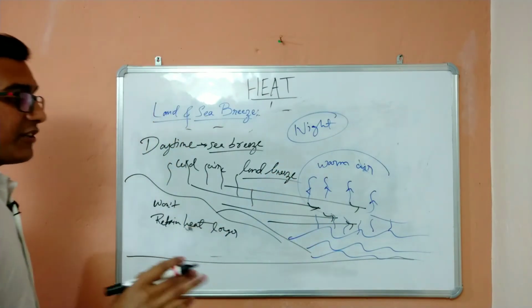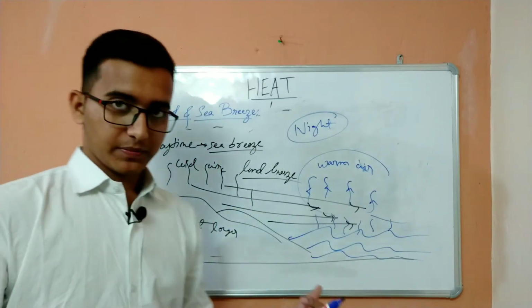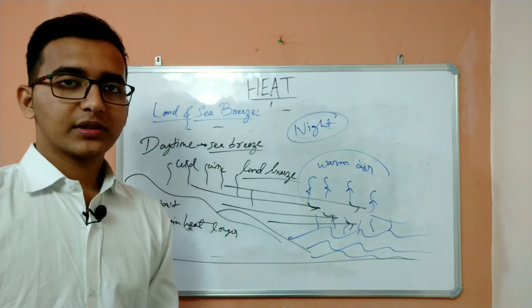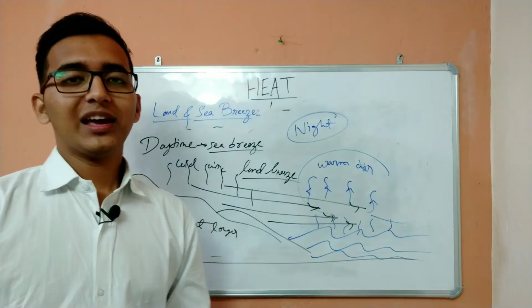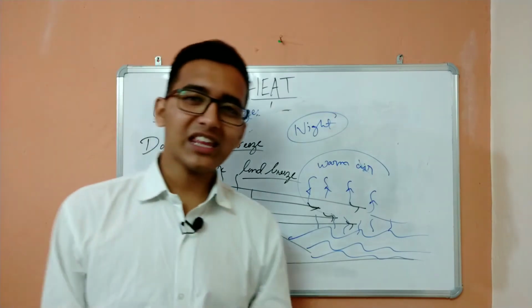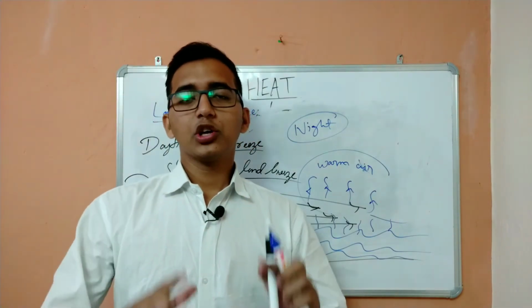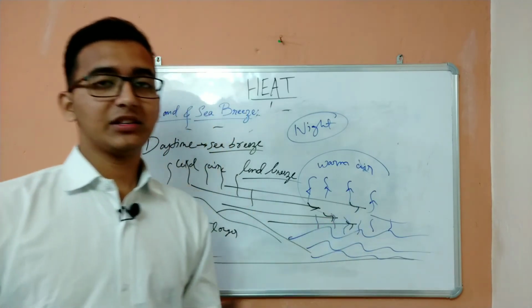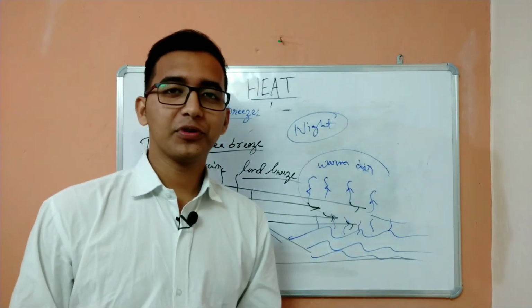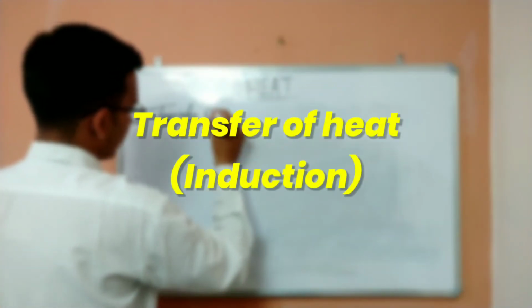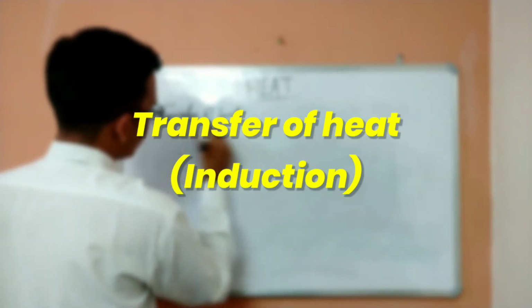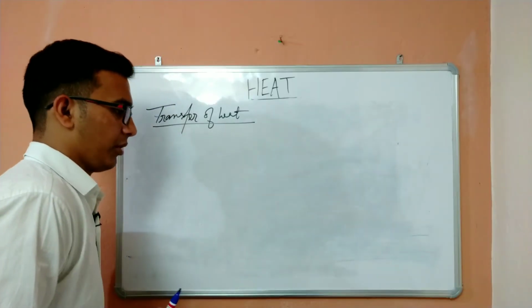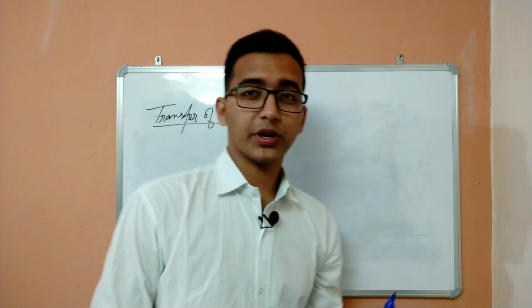You can literally see both of these phenomena, the land breeze and the sea breeze, near the beaches. In any coastal areas of the whole world, you will find these land and sea breezes happening right in front of you. Now, transfer of heat: how heat gets transferred from one body to another.